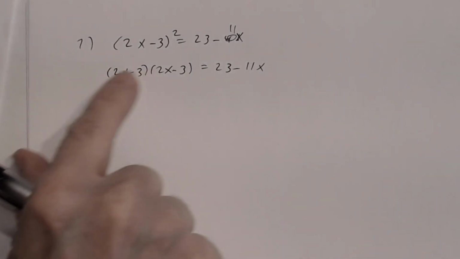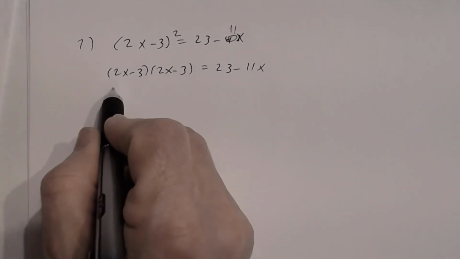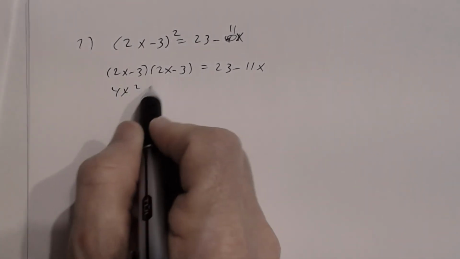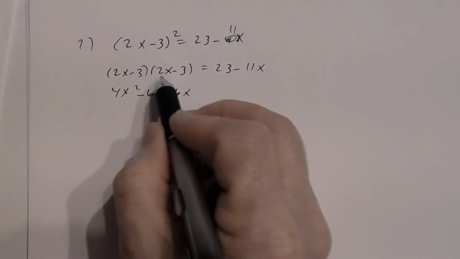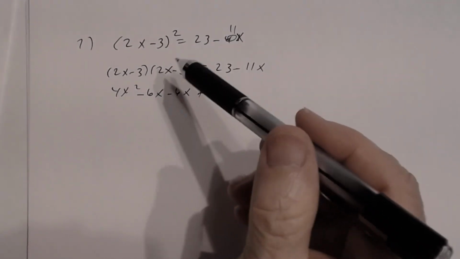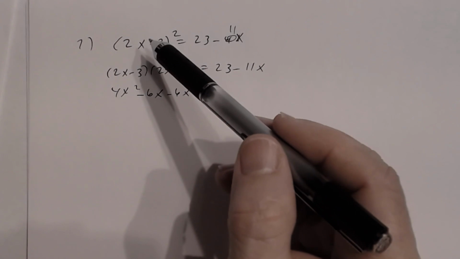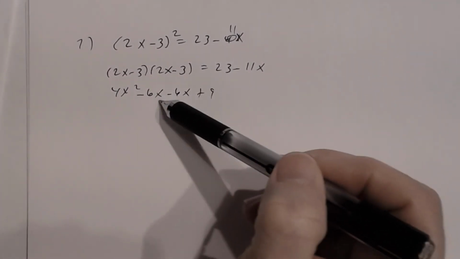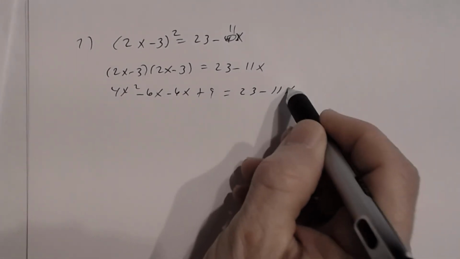Okay, so let's FOIL this out since you have a product of two binomials. So 2x times 2x is 4x squared. The outer is a, what's that, negative 6x? The inner is also a negative 6x. And then the last, a negative 3 times a negative 3 is a positive 9. And just remember when we dealt with binomial squares, that when you FOILed it, the outer and the inner have to be the same. So that's what you see here. The outer and the inner are the same. And so that's going to equal 23 minus 11x.